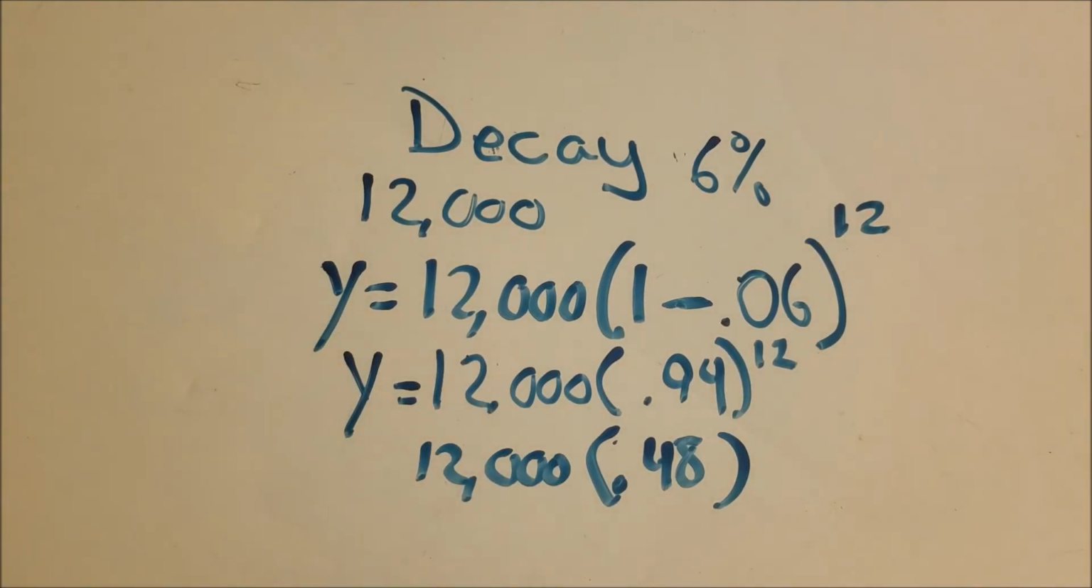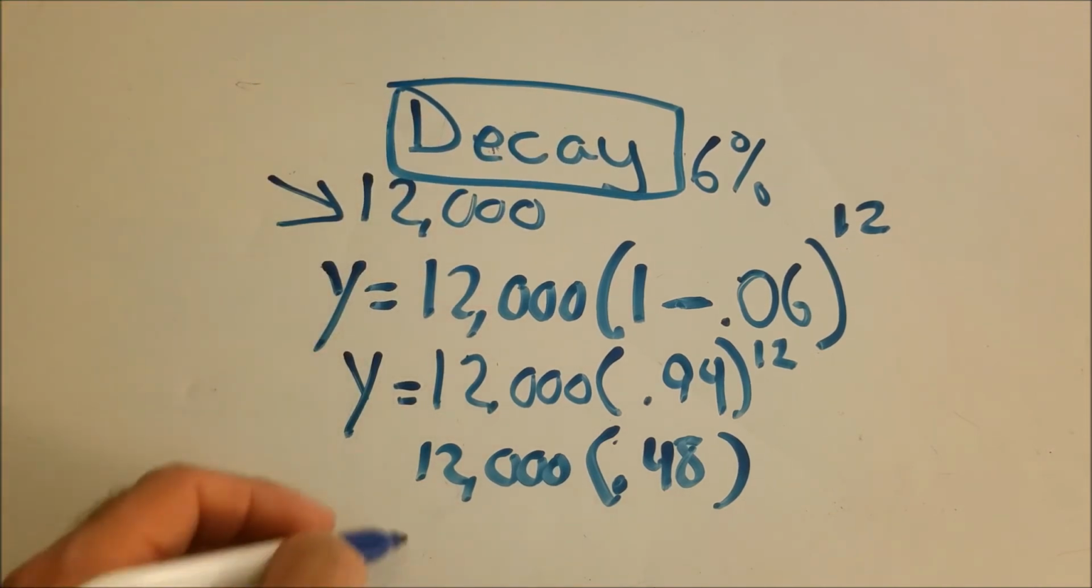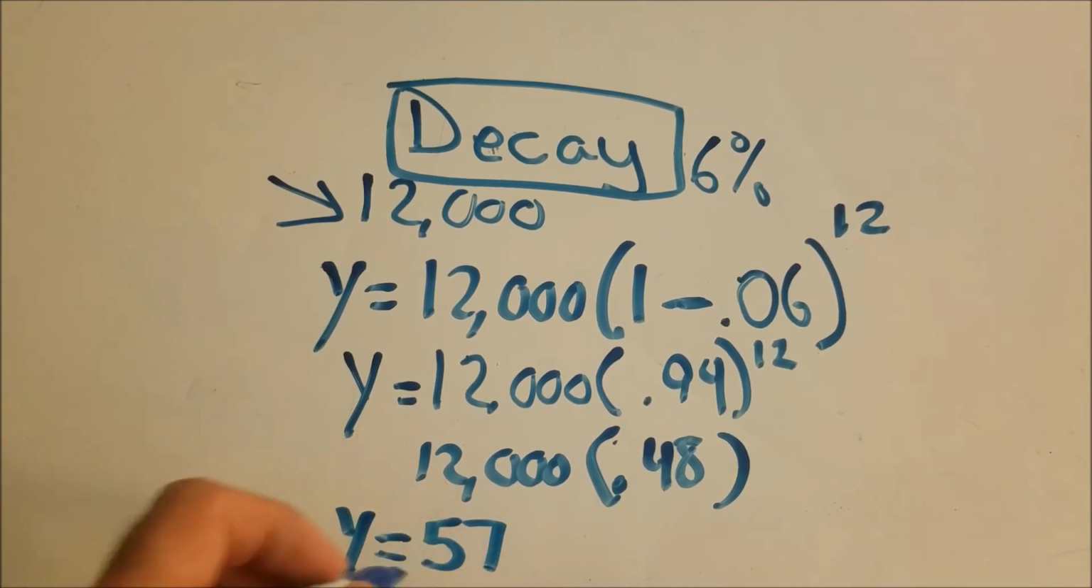So in 12 years, you bought the car for $12,000, and it's depreciating. Well, it's not decaying, it's depreciating. After 12 years, the car should be worth about $5,711.